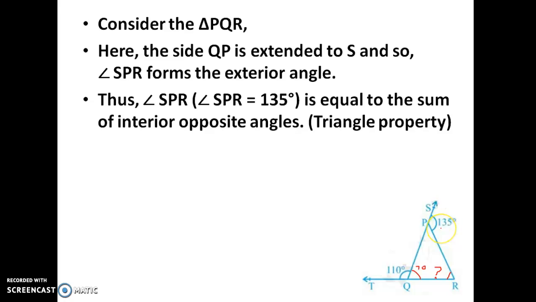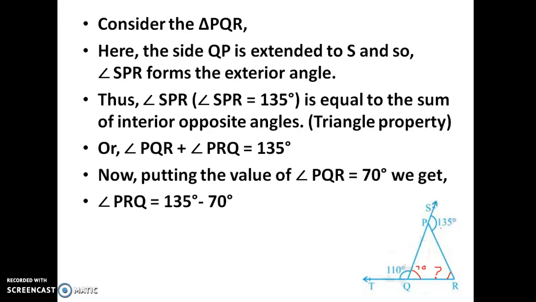This angle only is asked. So we need not find out that angle. So 135 degrees equal to 70 degrees plus angle PRQ. So putting the value as 70, 135 minus 70 equal to 65 degrees. So we found out this angle to be 65 degrees.